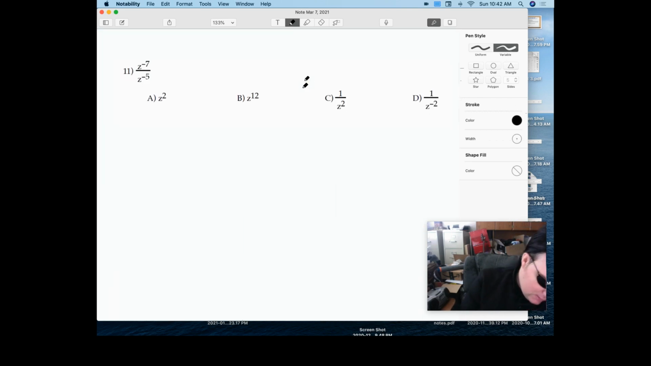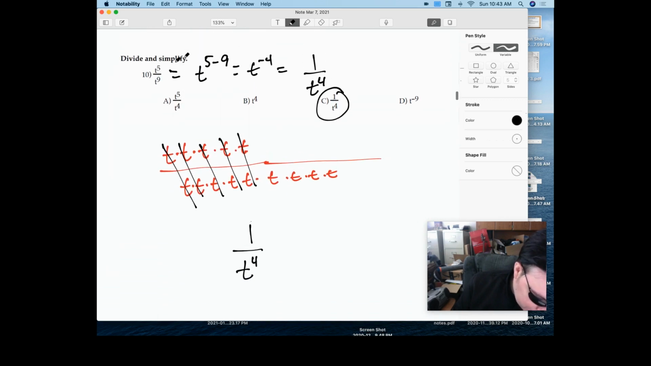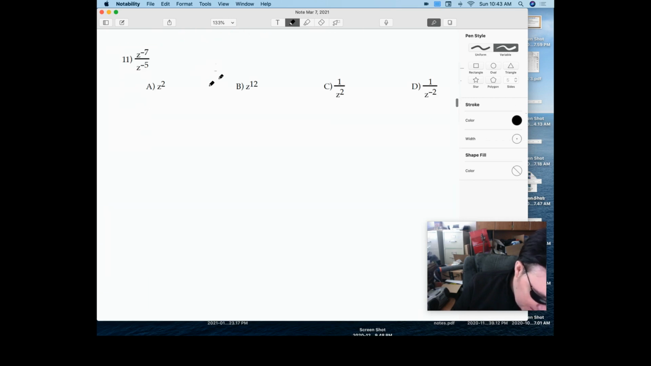All right. So we have z to the negative 7th divided by z to the negative 5. Don't let the negative scare you. We're playing the same game. There's 2 ways of doing this. What I like to do is, because it's negative, start by just flipping them. You don't have to do this, but I like to do that.